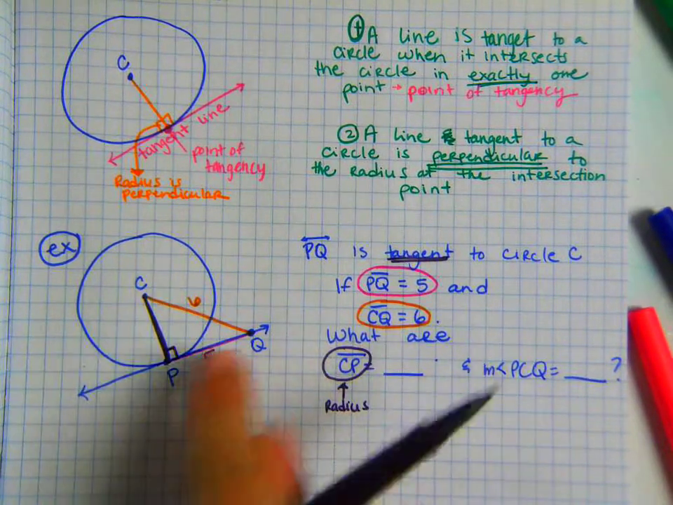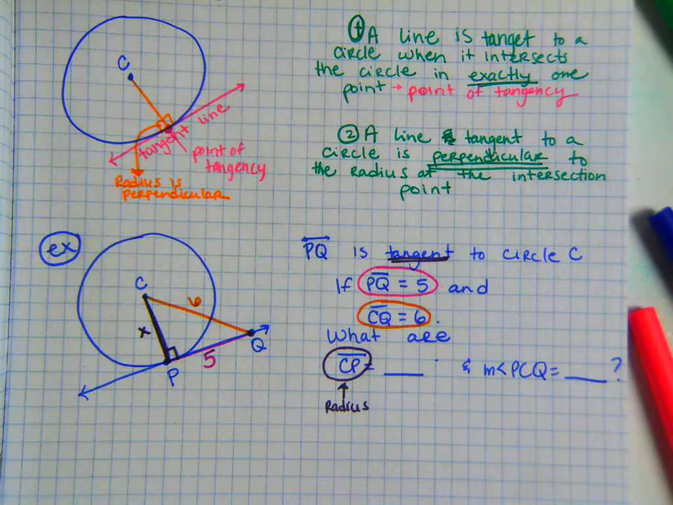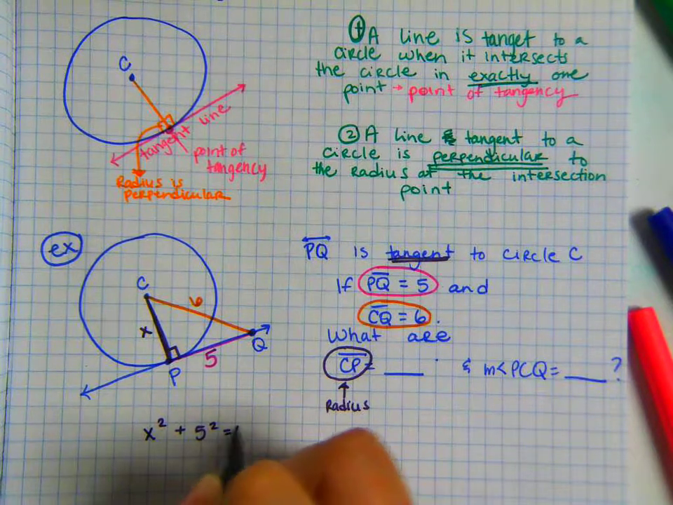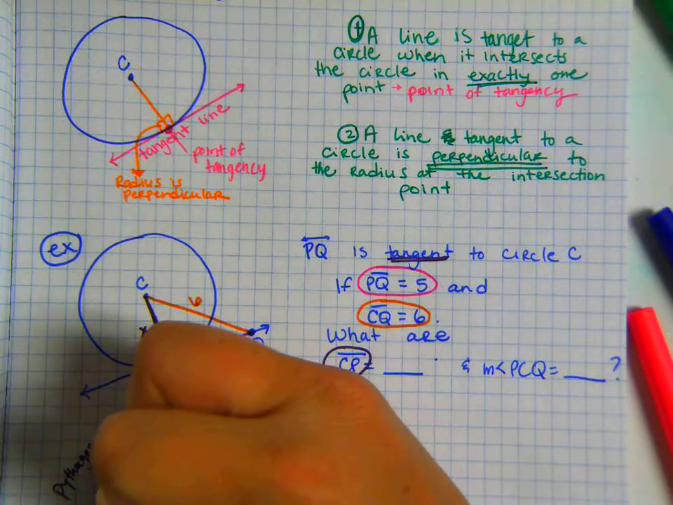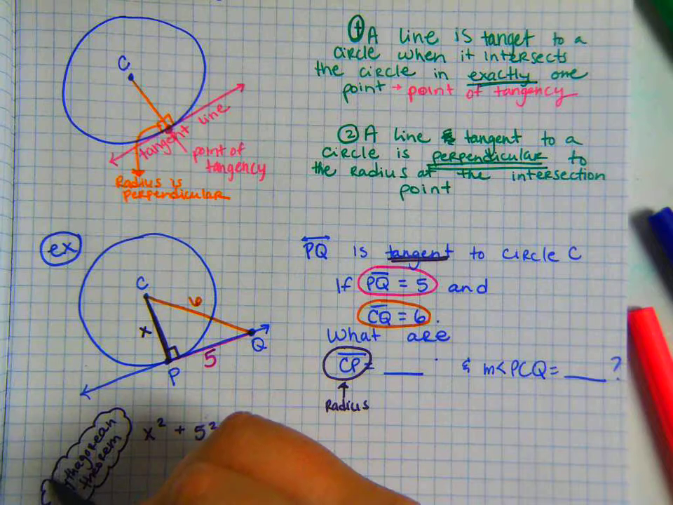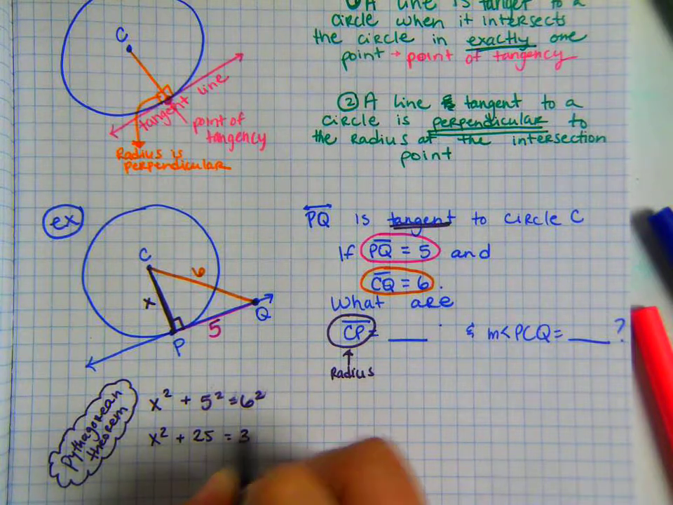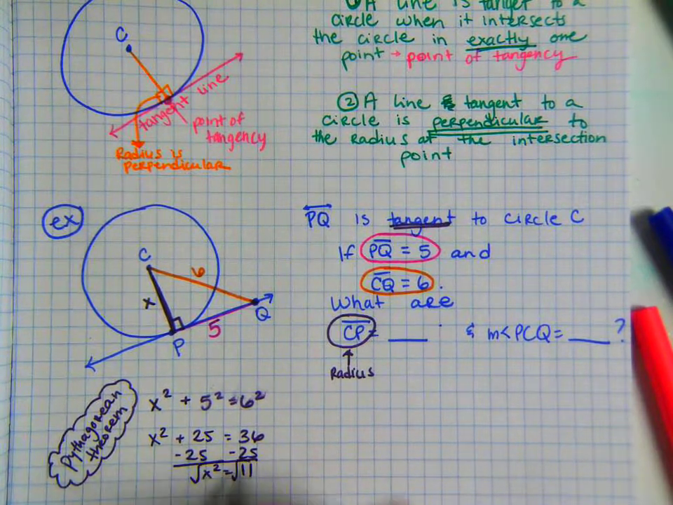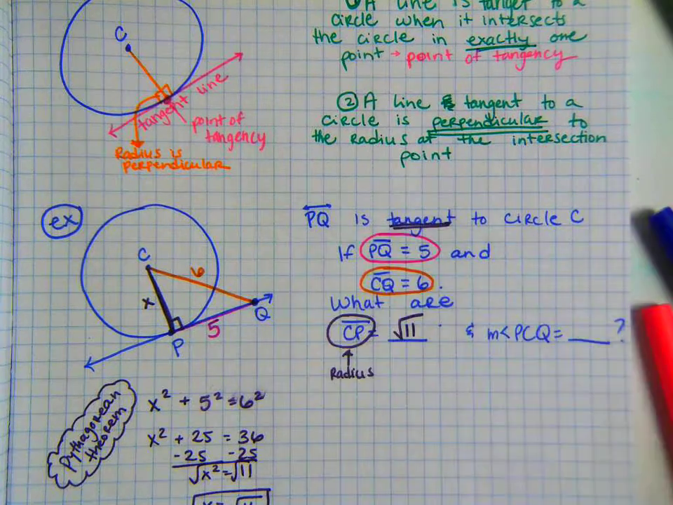Well, now we have a right triangle. We have 5 and 6, and we want to find this one. So that's Pythagorean theorem. So I'm going to call that x. Now, when we use Pythagorean theorem, that'll be x squared plus 5 squared equals 6 squared. And I'm going to write down Pythagorean theorem so that you remember that's what we used to solve that. So that'll be x squared plus 25 equals 36. x is the square root of 11. So CP is root 11. Okay?